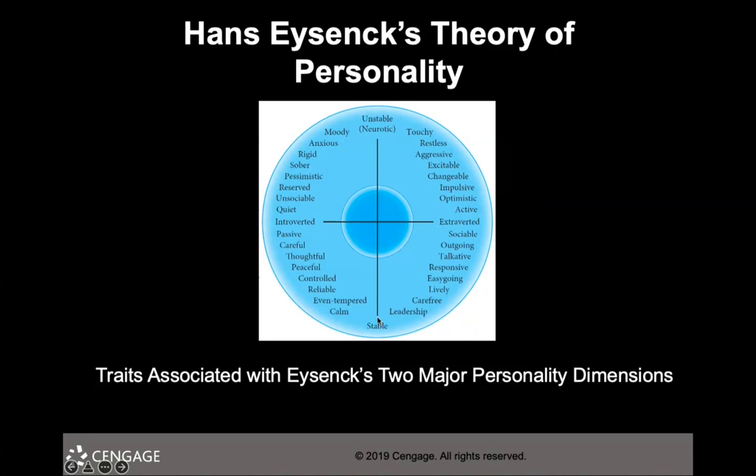In the north and south pole of the quadrant, he placed what is known as unstable, the neurotic types, and then the stable, which are the people who are non-neurotic, and they're on the more stable side. They don't carry their emotions on their sleeves or get perturbed easily. These are the more stable people.